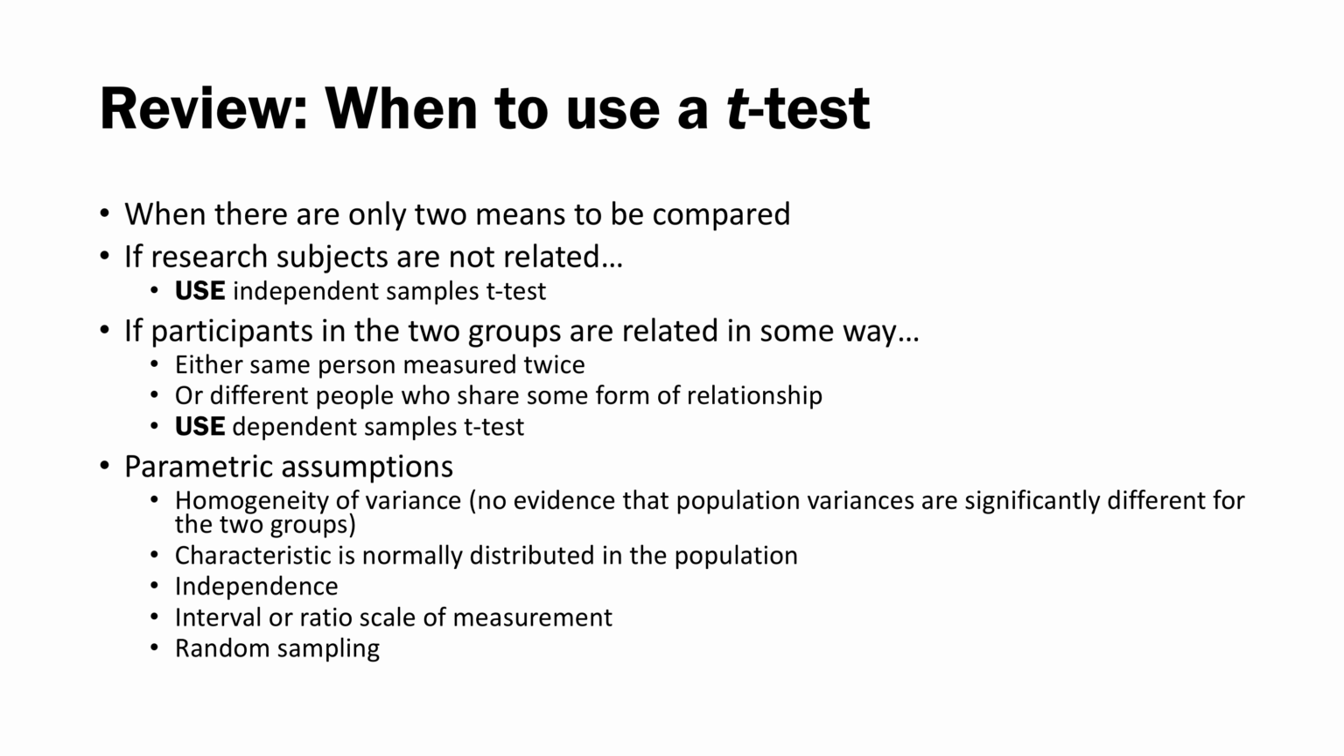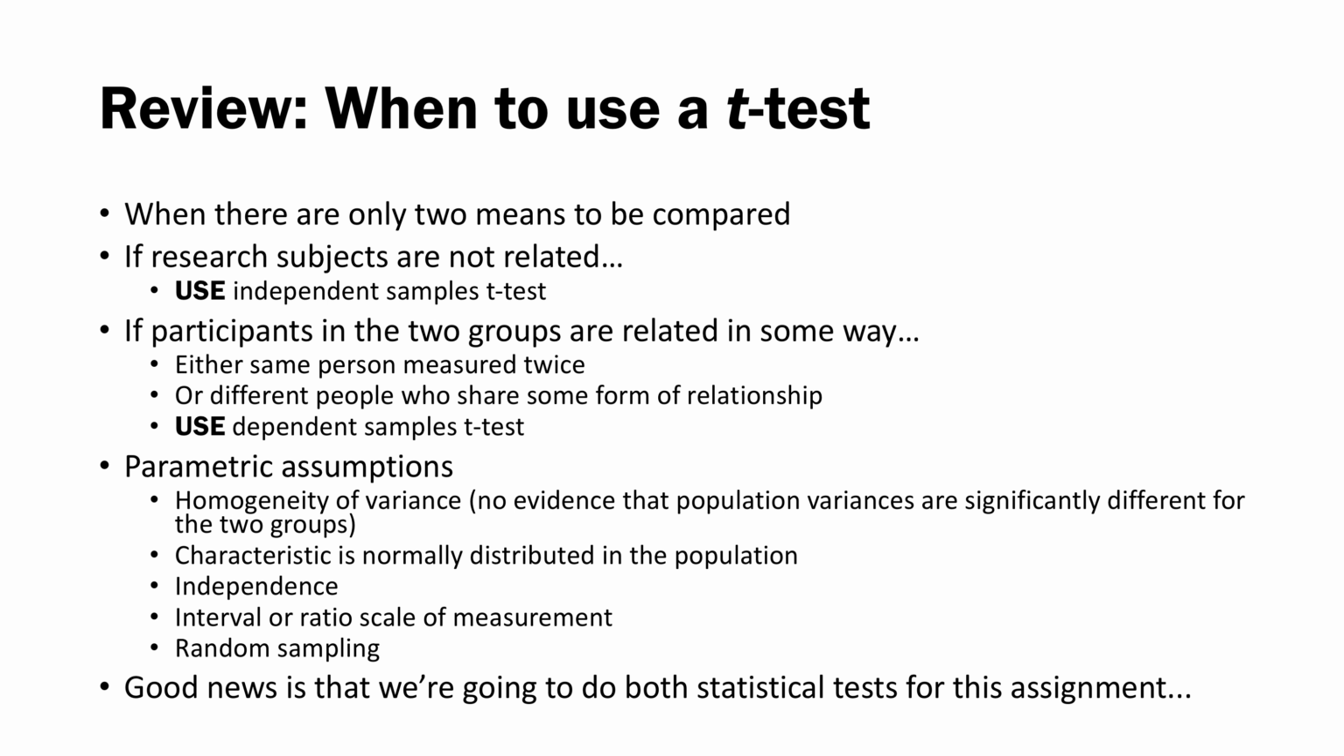Part of the problem is we're not exactly sure how important those violations are. Some of these things we can study statistically and psychometrically, and we can understand how important they are. Other things are more design oriented, and it's a little bit difficult to understand how significant those problems might be. Okay, so that's just a review of t-tests. The good news is we're going to run both of these, both dependent and independent samples t-tests. And now off to do some data entry.